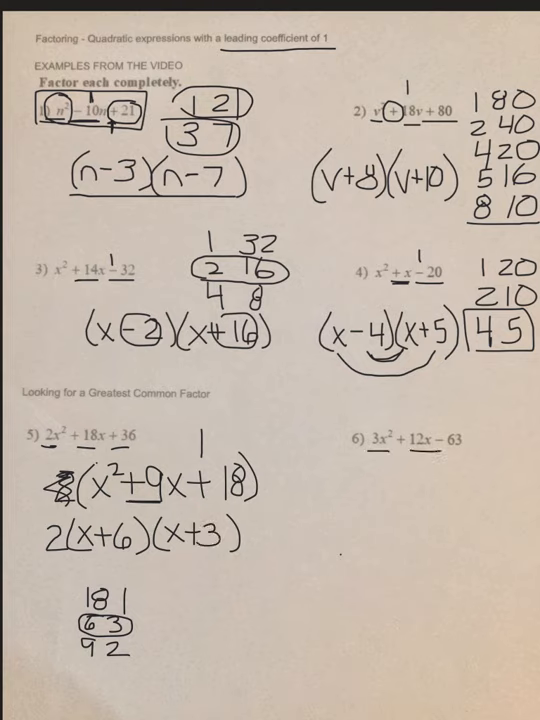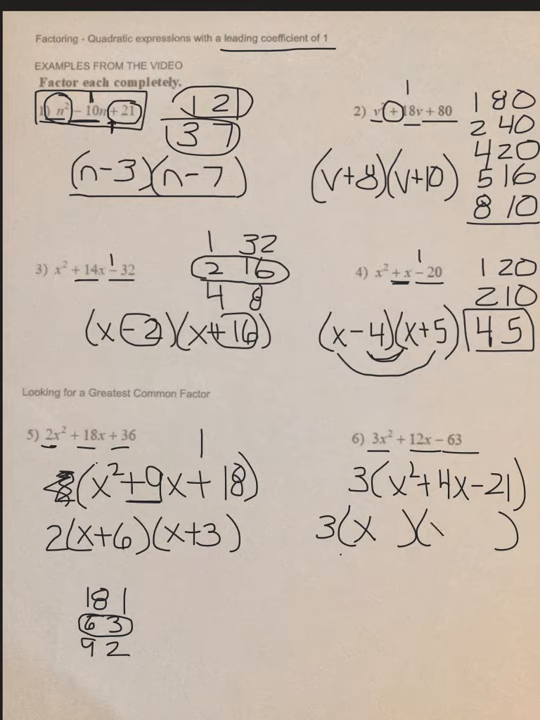And then in this example here, they're all divisible by 3. I moved a 3 down. Completely forget about the 3, but I moved a 3 down. I look at 21. I know it's 1 and 21 and 3 and 7 because it's a negative 21. I want two numbers that are 4 apart, which are right here. Because it's a positive 4, I want the bigger number to be positive. And I'm done.